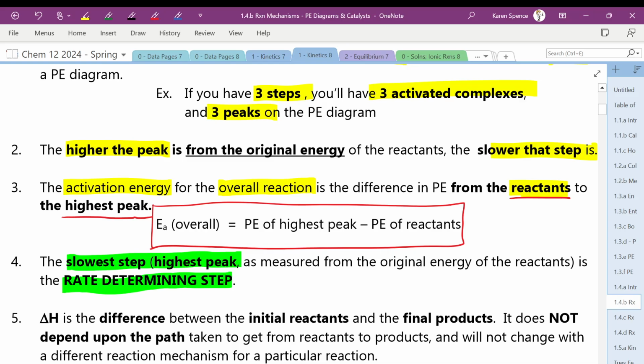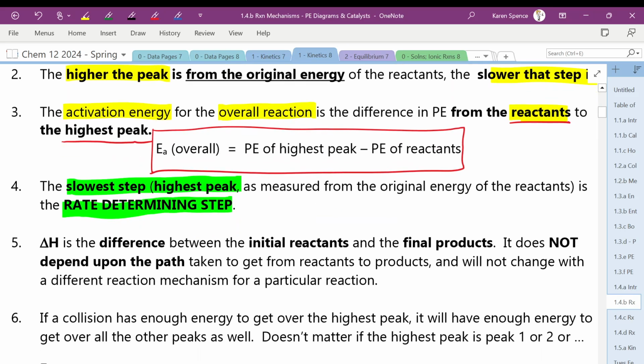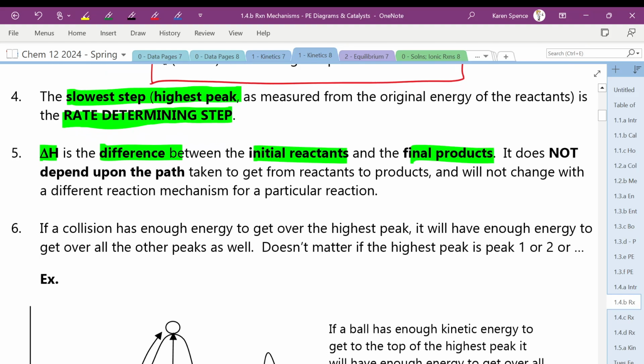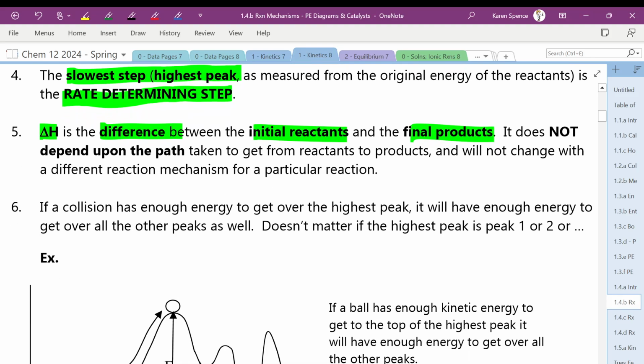And delta H is the same as delta H always was. Delta H is the difference between the initial reactants and the final products. It does not depend on whether you have a 1-step reaction or a 3-step reaction. That difference remains the same. Product and reactant energies never change, okay? If a collision has enough energy to get over the highest peak, it will have enough energy to get over all the other peaks as well.